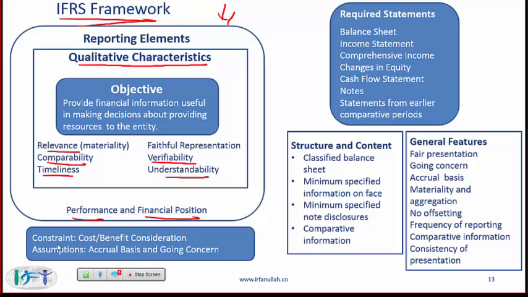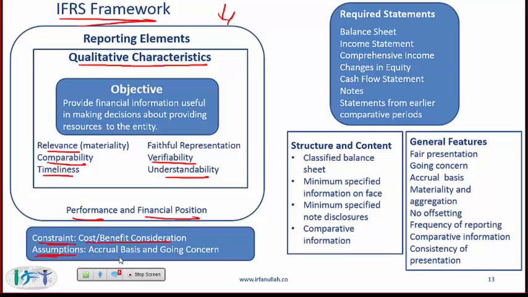The underlying constraint often in the context of creating financial statements is a cost-benefit consideration. The constraint in the context of the framework is a cost-benefit consideration. Clearly, it will cost a lot of money to create a perfect financial report, but then after a certain level, the benefit doesn't increase that much. So bottom line is that there needs to be a balance between the cost and benefit.